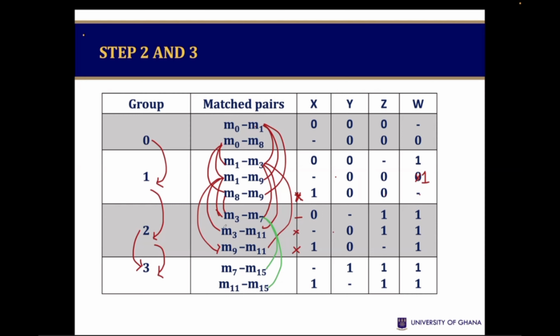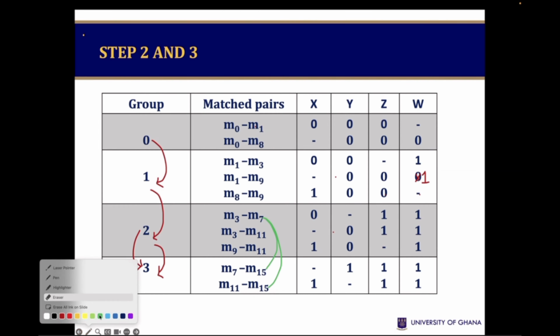So 3, 7, 7, no match. 15, no match. No match there. They are not matching. We are done with all this, so let me remove them. Good. So 7, 3, 7, there's no match.